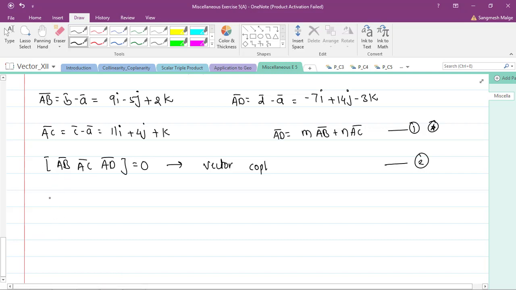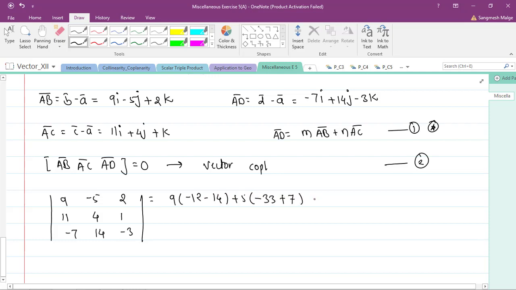Now the box product is equal to, let's find out this determinant. So it is 9, minus 5, plus 2, then 11, 4 and 1, then we have minus 7, 14, and minus 3, which is equal to 9 into minus 12 minus 14, plus 5 into minus 33 plus 7, and lastly plus 2 into bracket 154 plus 28.